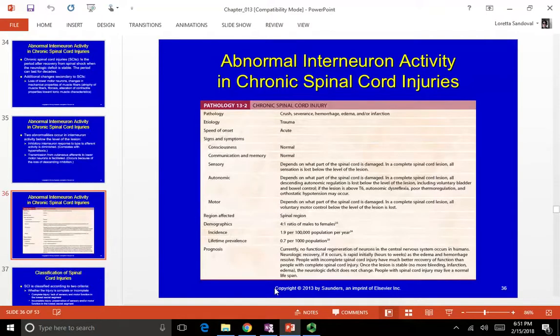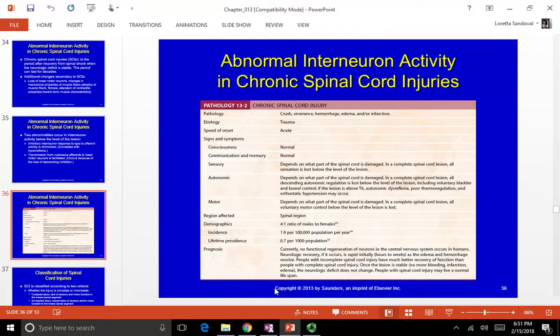There is a pathology box in the book: Pathology 13.1 for cauda equina syndrome, and we'll come back to that, and 13.2 for chronic spinal cord injury. One thing to really note on this is that consciousness, communication, and memory are normal for a spinal cord patient. They're going to have sensory, autonomic, and motor dysfunction depending on the level of the lesion, and we will talk more about that in the next section.